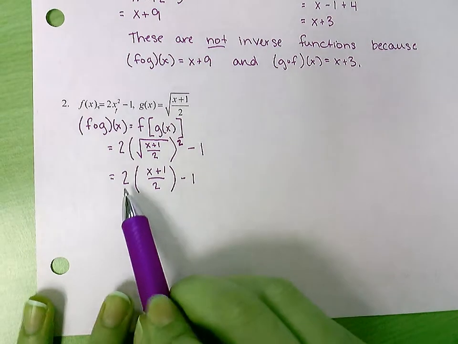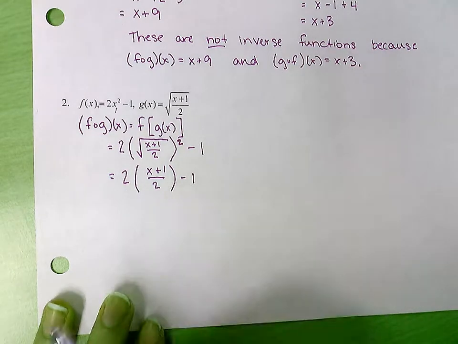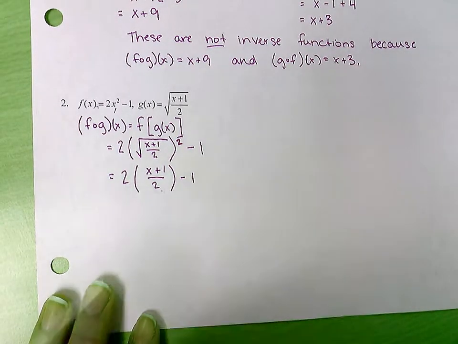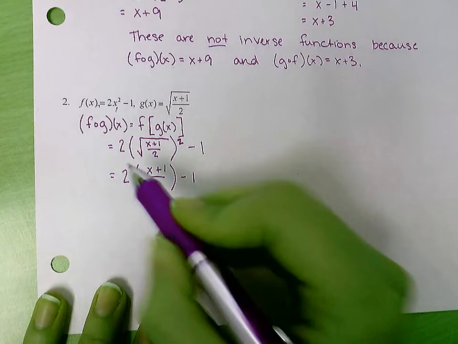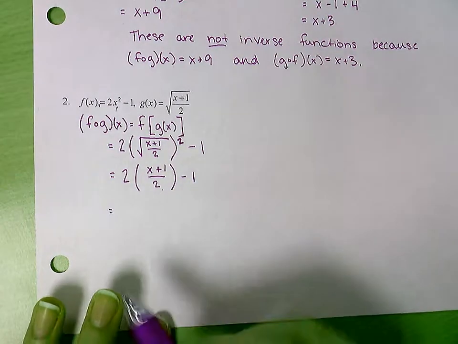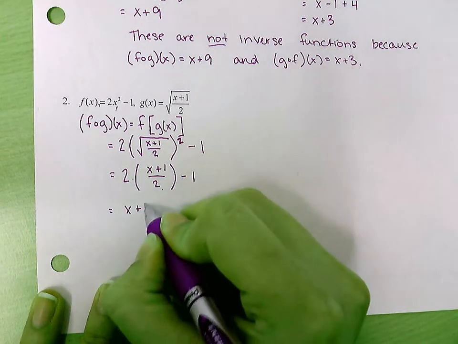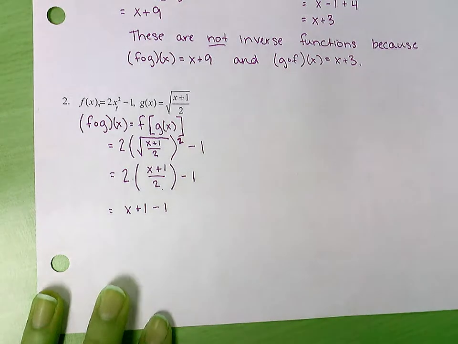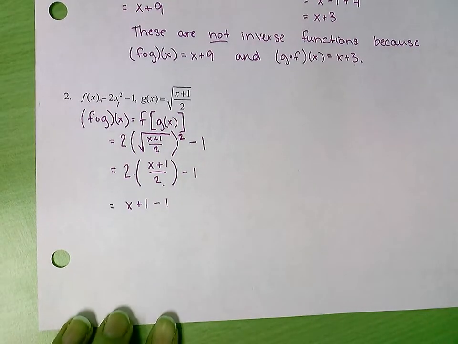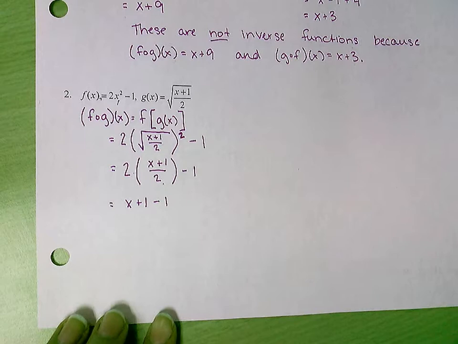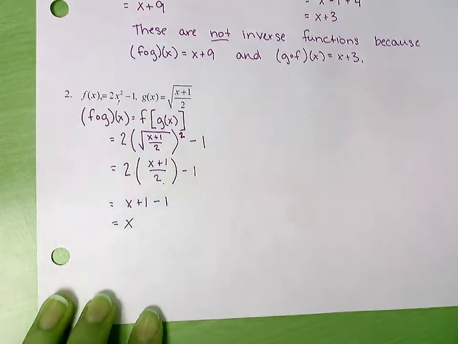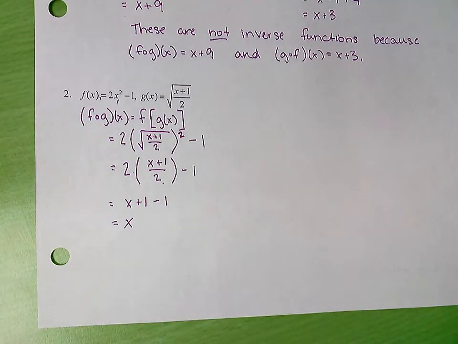All right, so now I'm multiplying this quantity by 2. What happens to these two 2's? They cancel out. Okay, so I'm multiplying 2 by a half here. So I'm left with x plus 1 minus 1. So it would just be x. Okay, so that was f of g of x.